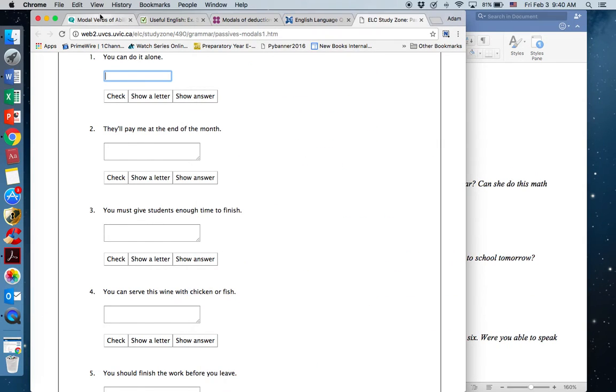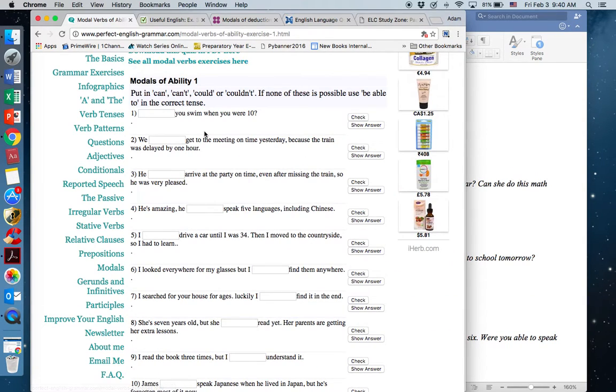Let's take a look at some examples here. First one, blank you swim when you were 10. We just did that one, could. We blank get to the meeting on time yesterday because the train was delayed by 1 hour. So this looks like it was impossible. We couldn't. Remember, couldn't is only used in the past tense, and it means they weren't able to. He blank arrived to the party on time even after missing the train. So he was able to. He was very pleased, so it means he was able to.